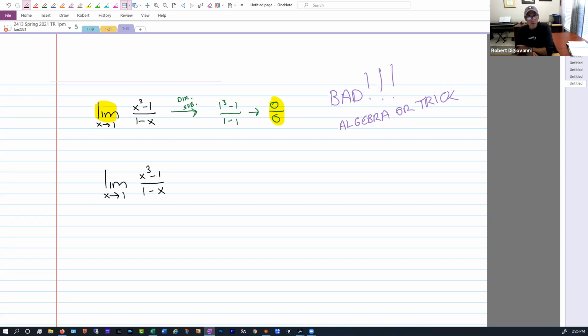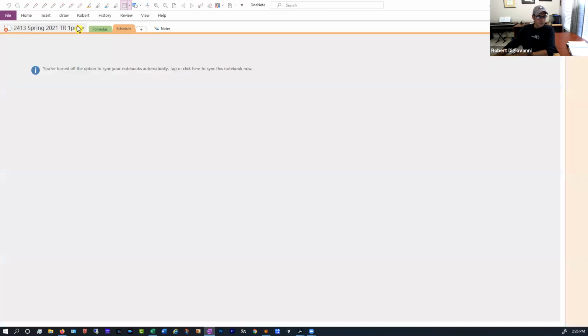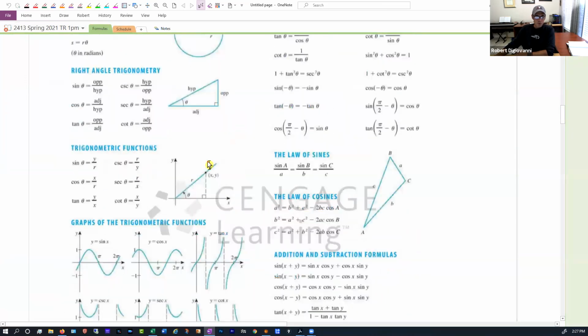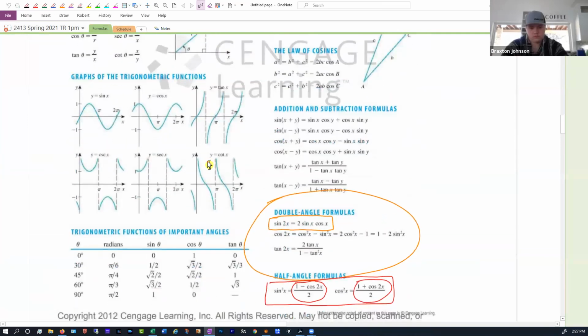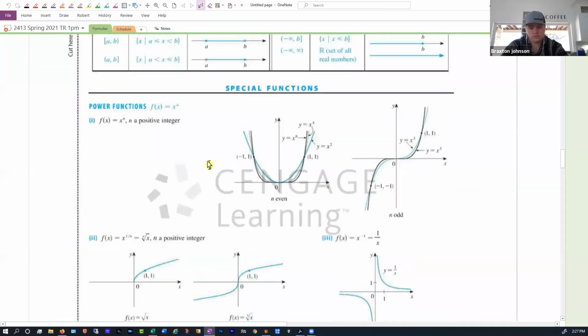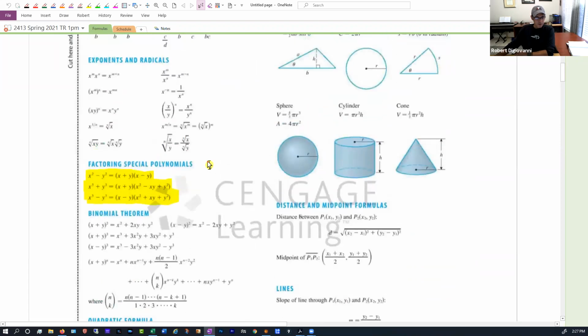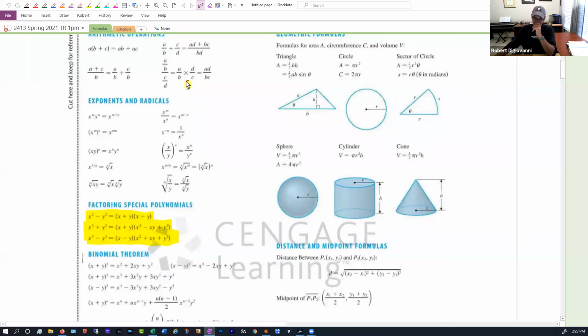Difference of cubes. Does everyone realize that the numerator, x cubed minus 1, is a difference of cubes? Did we look at that formula last time or no? I don't think we did. On your formula sheets, on the first reference page, the algebra reference page, there are special factoring formulas. And here you have x cubed minus y cubed. So we can use this formula to factor the difference of cubes.